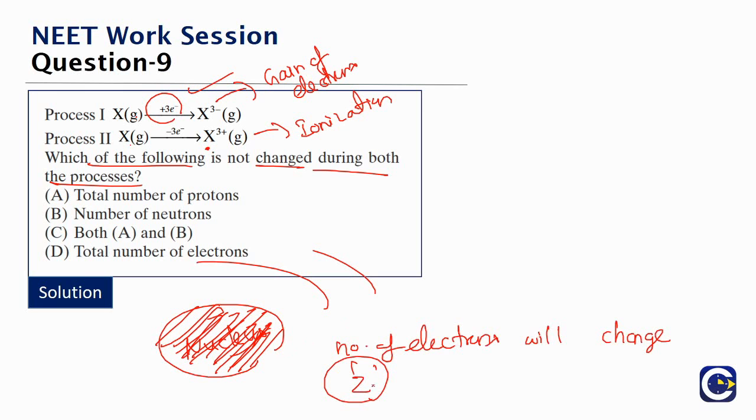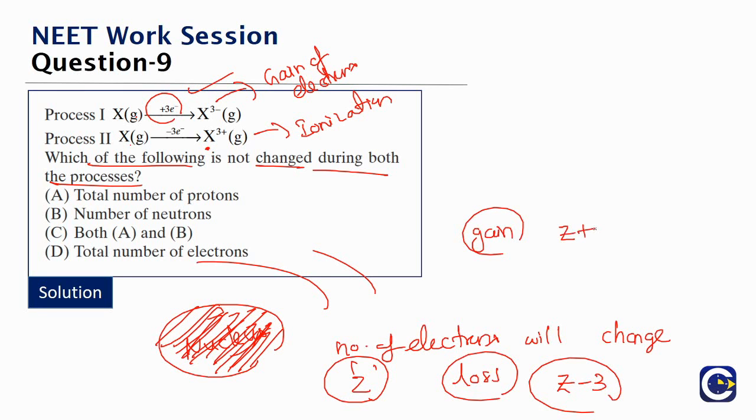Z is the atomic number. If it is losing 3 electrons, what will be the remaining number of electrons after the loss? It will be Z minus 3. If you are gaining 3 electrons, what will be the final count of electrons? It will be Z plus 3. That is what we will be able to observe.